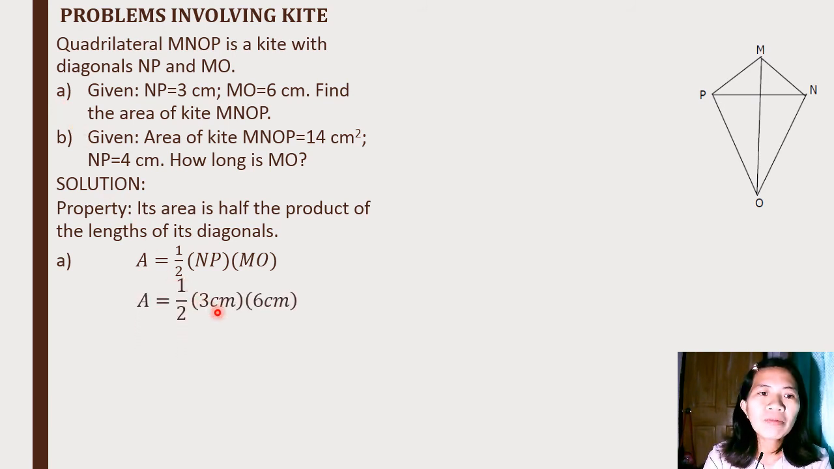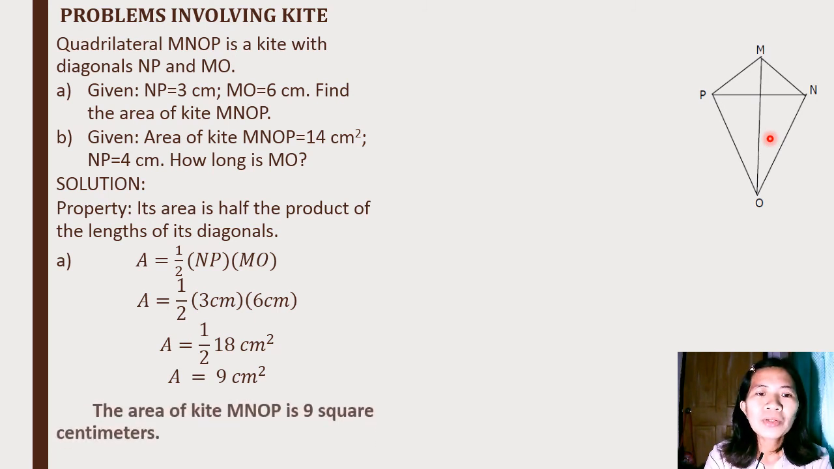Given here, we have segment NP is 3 centimeters and segment MO is 6 centimeters. So we will multiply these two diagonals. 3 times 6 is 18 square centimeters. And then 1/2 of this, so divided by 2. So the area of the kite is 9 centimeters squared. That is how we get the area of the kite.